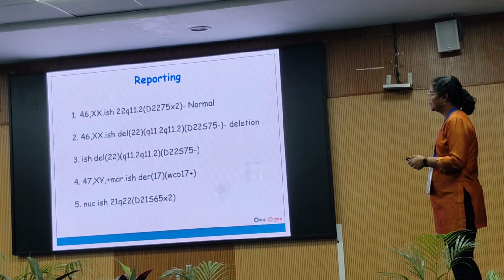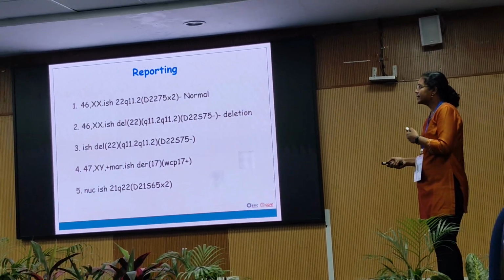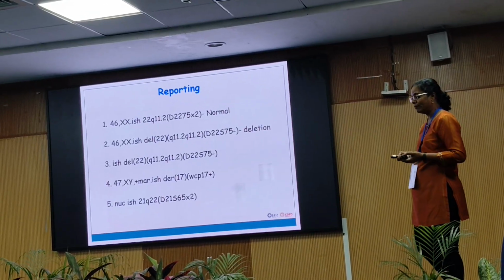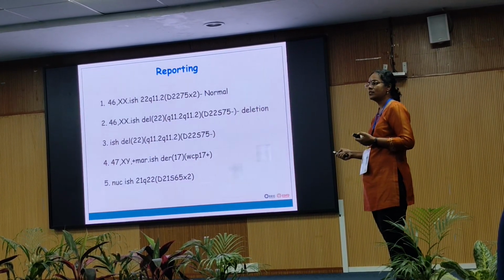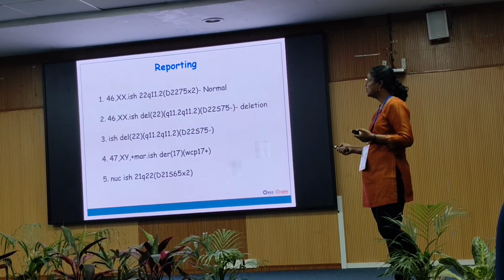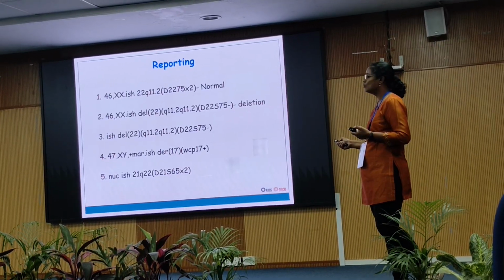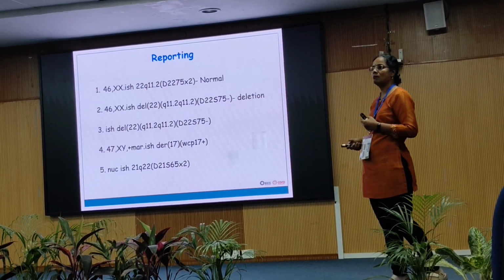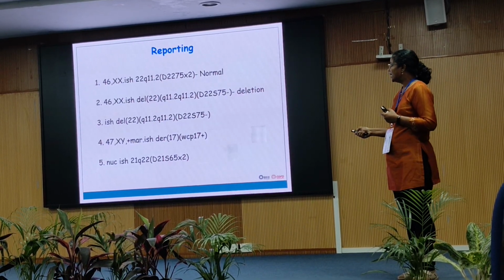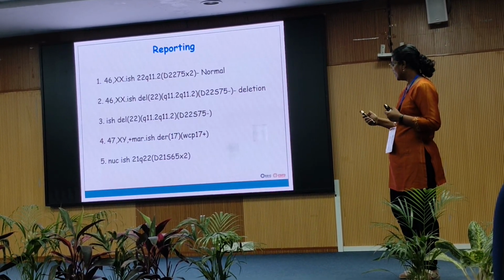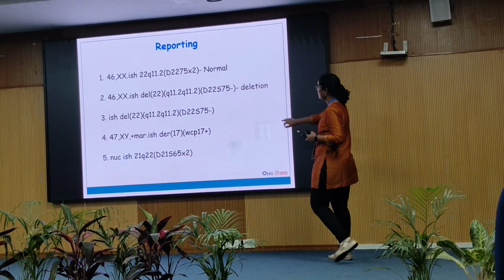So reporting, how do you report? 46,XX or XY. If you have done a karyotype, first you should write the karyotype, then ISH, this is in situ hybridization, and you write that particular probe, and if it is x2, it means 2 signals are there, that is a normal condition. Okay, it's a DiGeorge probe. And second, if you have a deletion, then you can specify the deletion, minus 6. So this is a deletion.